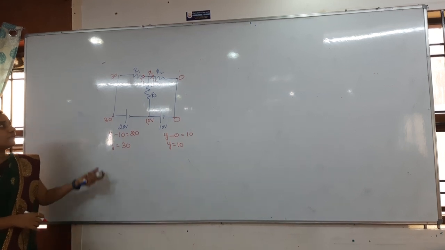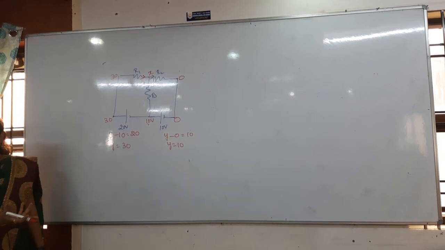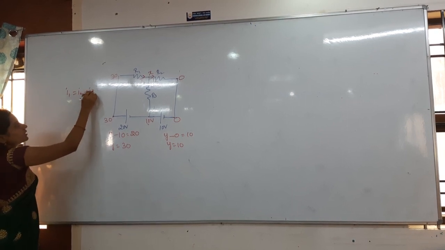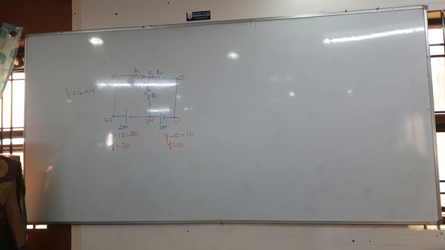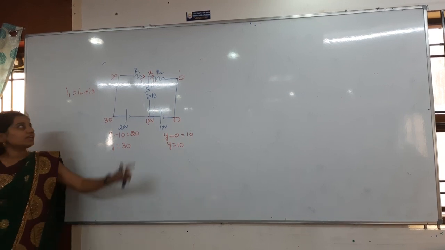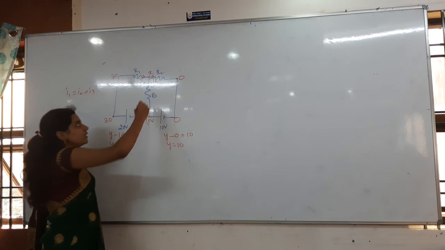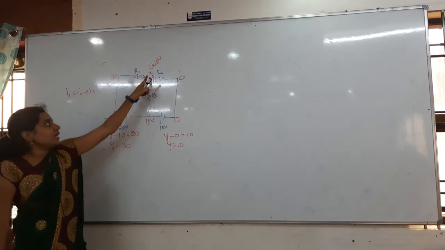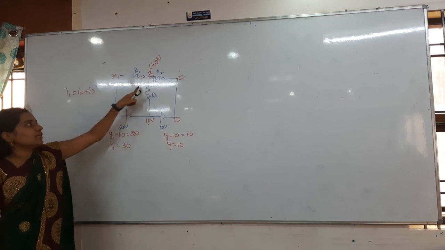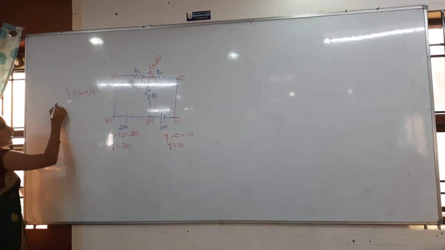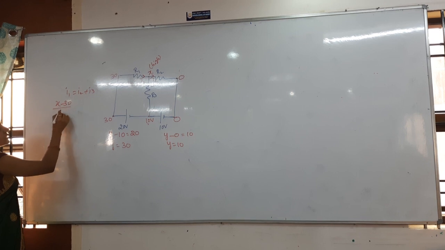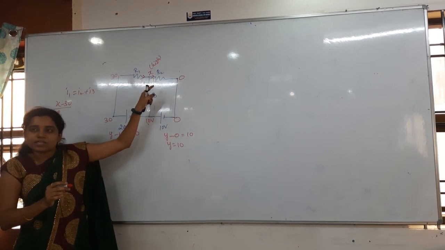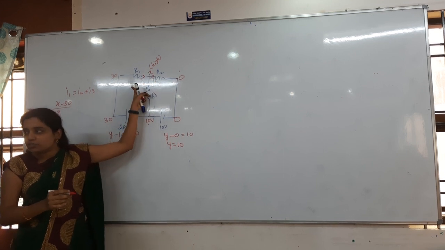Now what will you do? You have to take currents entering equal to currents leaving. That is what I can write: I1 is equal to I2 plus I3. Now I1 is in between what? X and 30. Always X should be high here. So in between X and 30 I1 is there. So what can I write? X minus 30 by resistance R1. Actually what I am considering here, X is high, 30 is low.